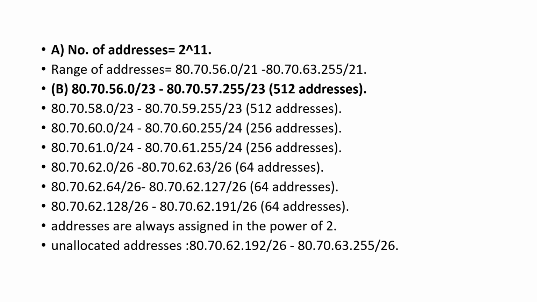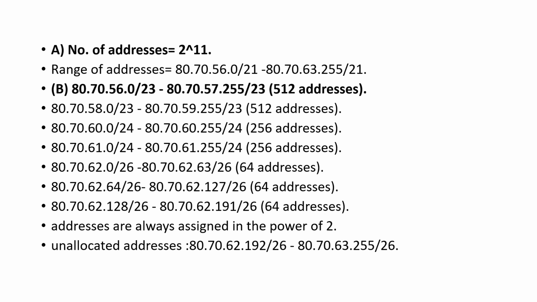80.70.56.0/21 to 80.70.63.255/21. So the first 512 addresses are in this range, that is 80.70.56.0/23 to 80.70.57.255/23. This is the solution for the second question in this program. In this problem, first you have to find the subnet mask.